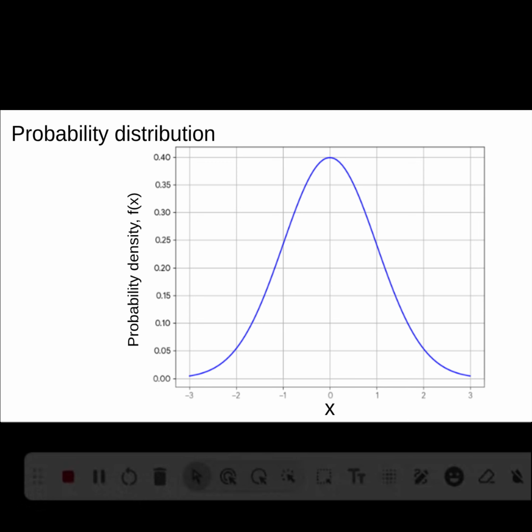A PDF is a mathematical formula that describes the probability distribution of the data, which means how likely each value is to occur for that particular phenomenon. Not in terms of individual values, because for continuous data, the probability of any individual value to occur is 0, but in terms of tiny intervals on the number line.